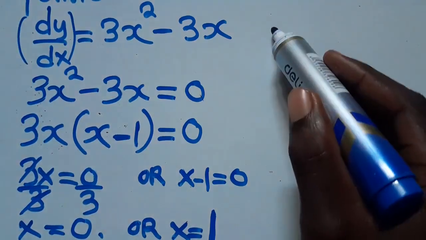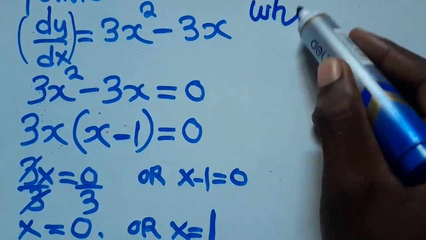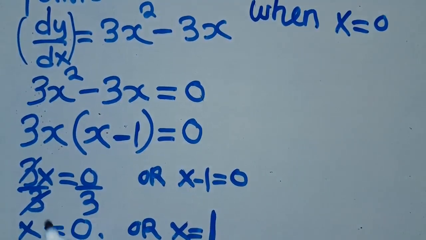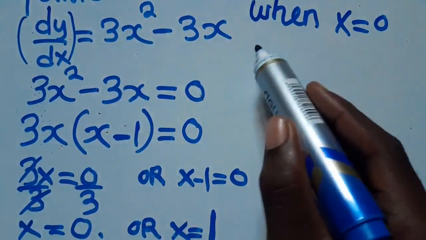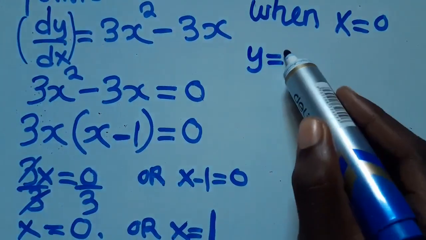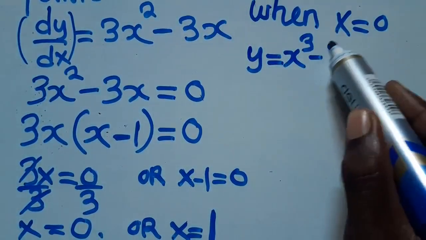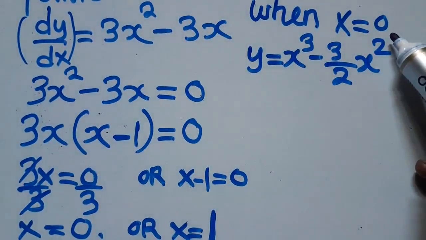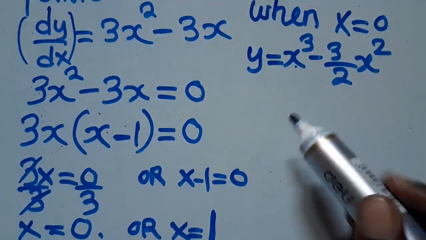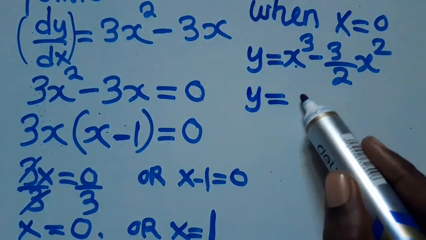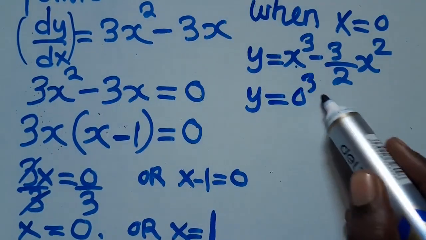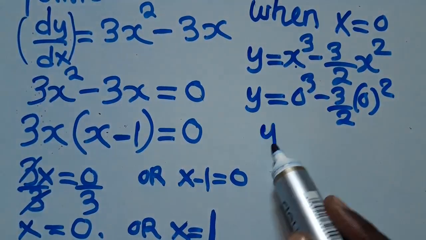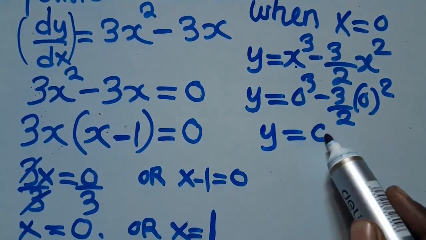So you get the equation. When x is equal to 0, what is the coordinate? The 0 which is here, the one which you found. So you use the equation of the original curve. When x is equal to 0, where there is x in the equation, you put 0. So you're going to have y is equal to 0 cubed minus 3 over 2, 0 squared. When you evaluate there, you discover that your answer will be 0.